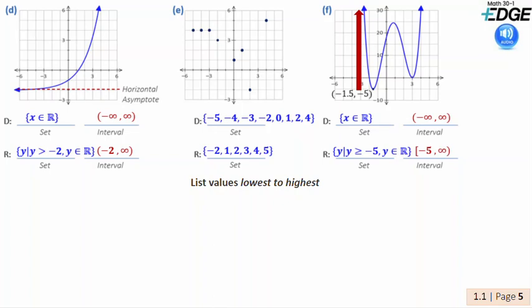Example F is another example where the domain is unlimited, but the range has a lowest point. Here we see that the lowest point of this graph is at a height of -5. So our range will be y is greater than or equal to -5 and is an element of the real numbers. In interval notation, we write this as square bracket -5, comma, positive infinity, round bracket.